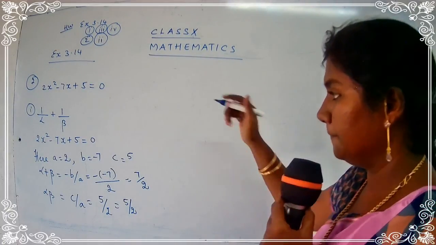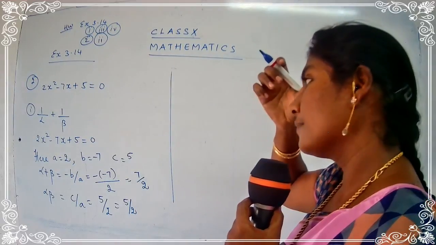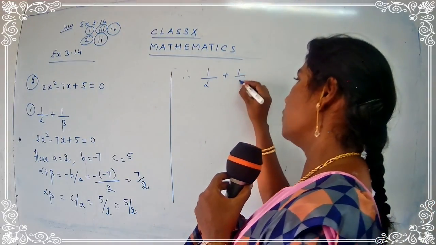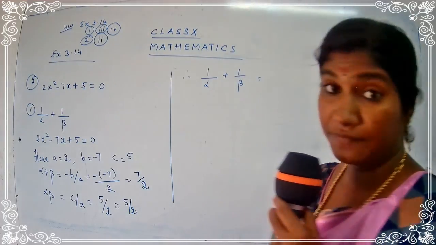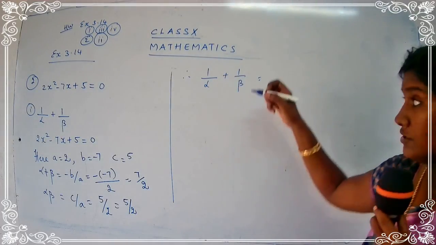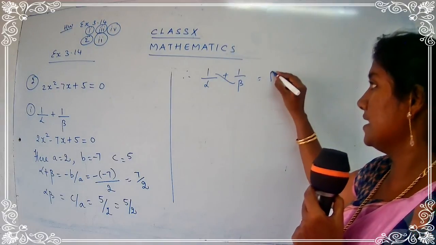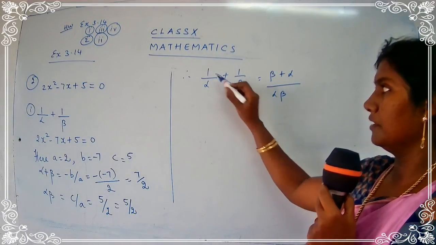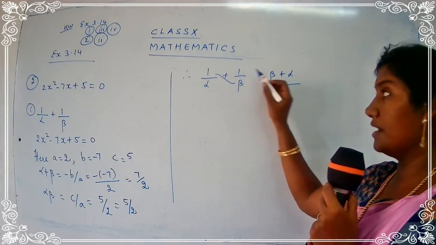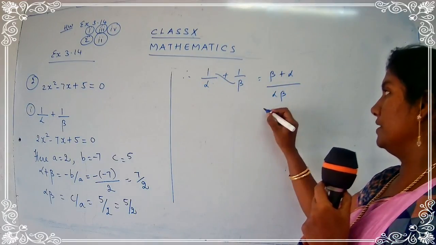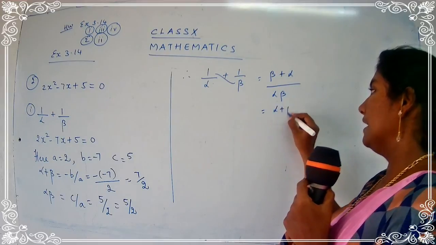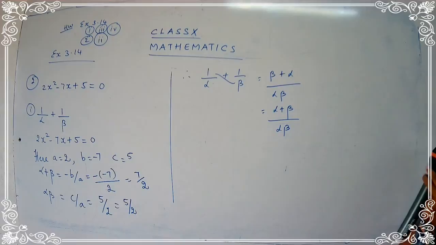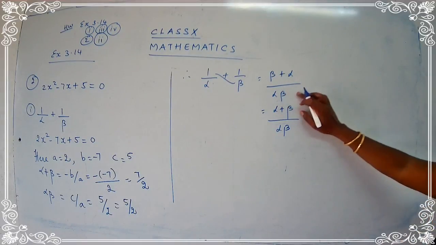So here, 1 upon alpha plus 1 upon beta is equal to, what are we going to do? We are going to do cross multiplication. So this is beta plus alpha upon alpha beta. Simple. So this is equal to alpha plus beta upon alpha beta.